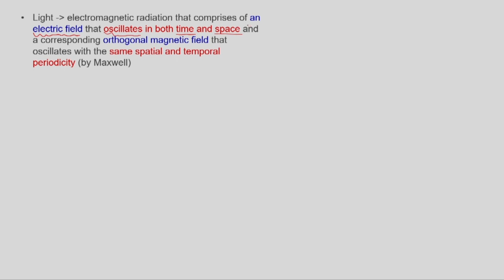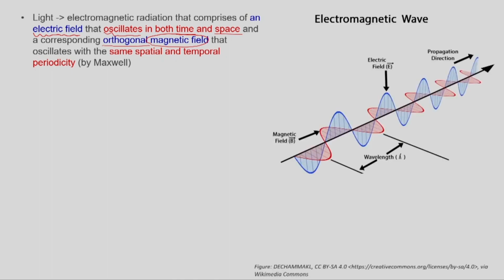The light also has a magnetic field component which is orthogonal, at 90 degrees to the electrical field component, and the magnetic field is also oscillating with the same spatial and temporal periodicity. If we look at the schematic of the electromagnetic wave as a light, then we can plot the electrical field in this way. So, this electrical field is oscillating about the axis, about the direction of its propagation.